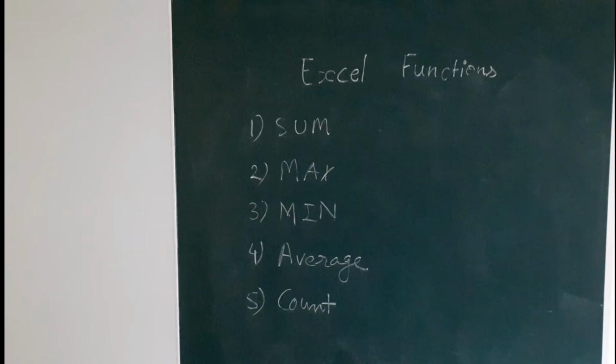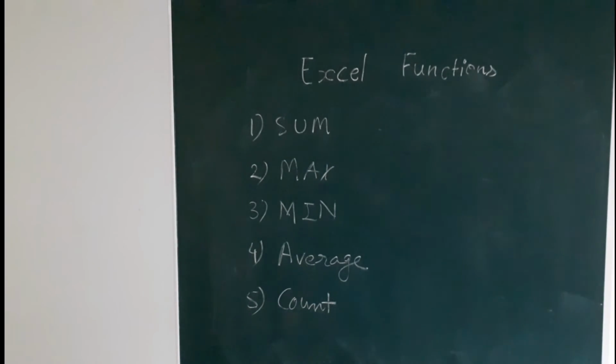So first we are going to learn how to use the sum function with the help of the function wizard. So what is the function wizard? The function wizard step by step gives you the facility to apply any function. For that you have to select the cell where you want the result. Okay, so I have selected this C16 cell.